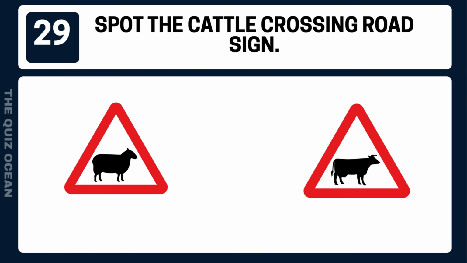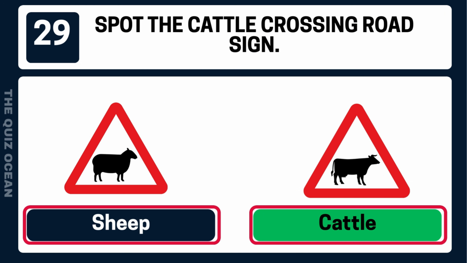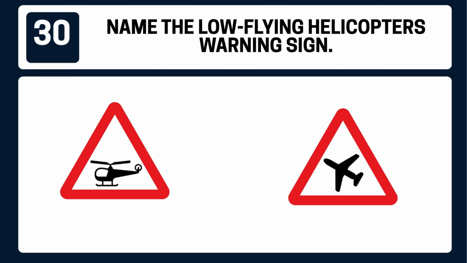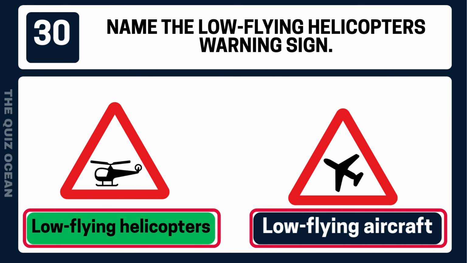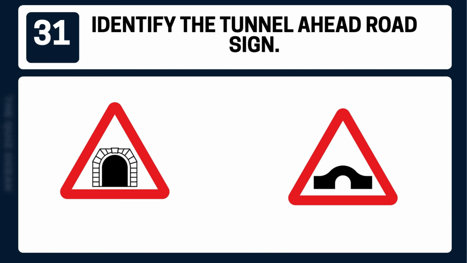Question 29. Spot the cattle crossing road sign. Question 30. Name the low-flying helicopters warning sign. Question 31. Identify the tunnel ahead road sign.